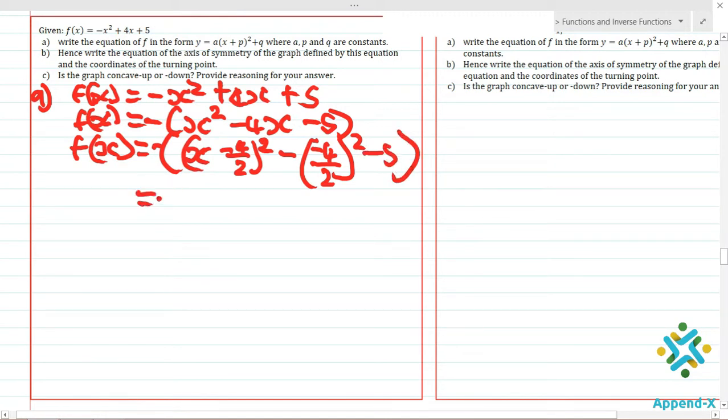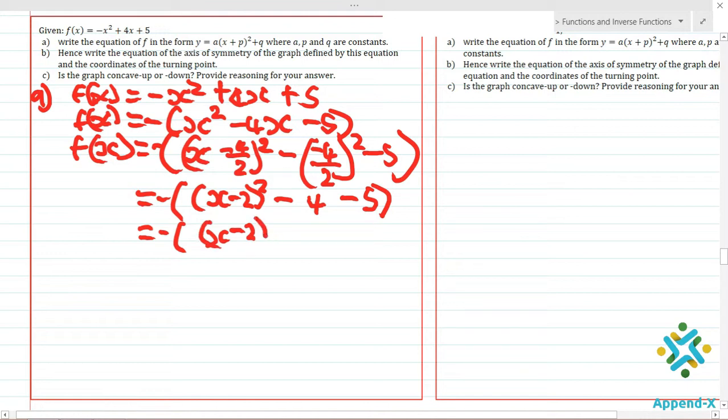Now this is equal to a negative of x minus 4 over 2, which is x minus 2, squared, minus negative 4 divided by 2. This is a negative 2. If you square it, you get a positive 4. And multiply by a negative 1, you get a negative 4, minus 5. Now this is x minus 2 squared, negative 4 minus 5, this is a negative 9.